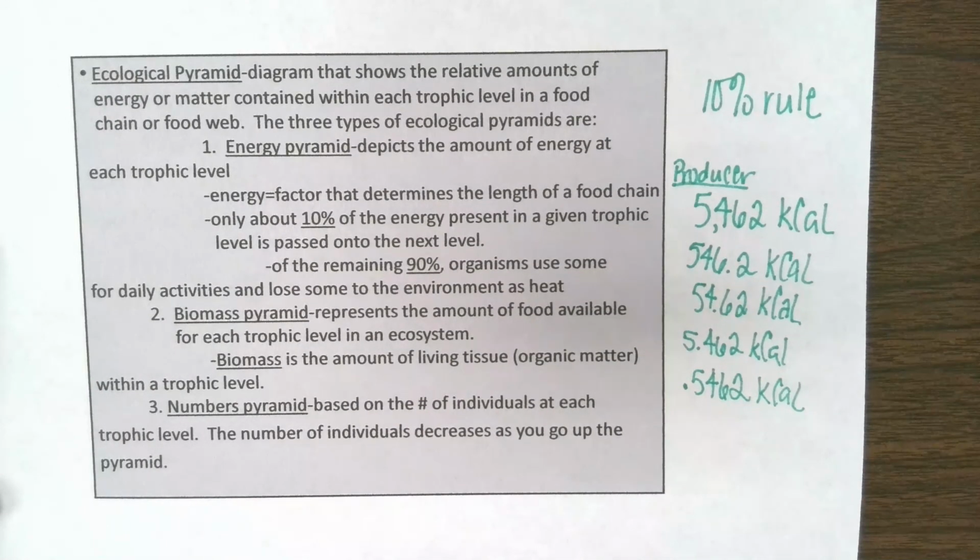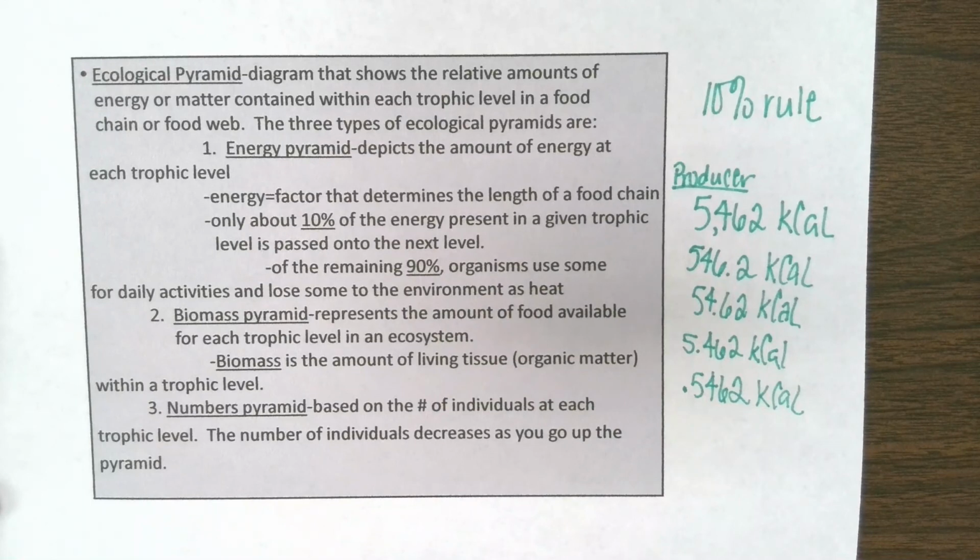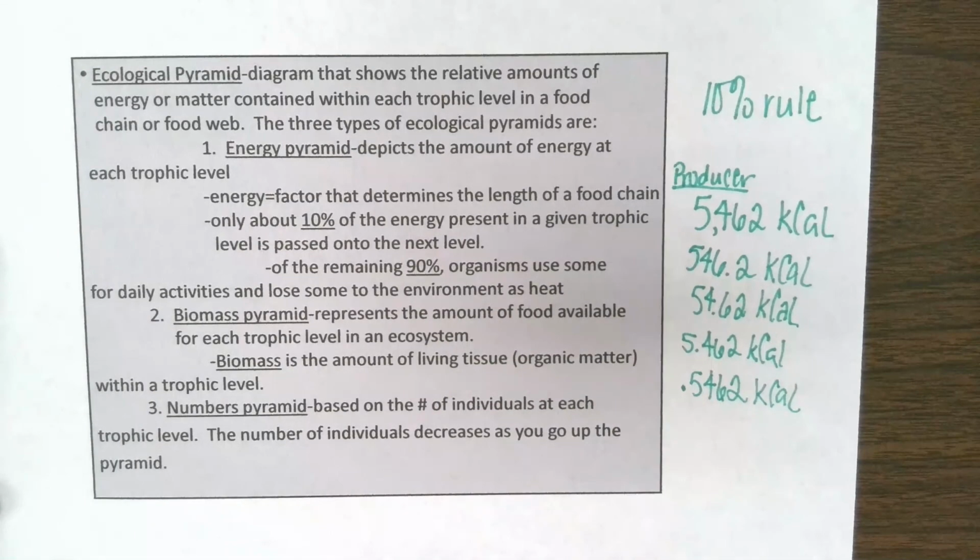So the biomass pyramid, this represents the amount of food that's available at each trophic level in an ecosystem. And biomass, by definition, is the amount of living tissue or organic matter within a given trophic level. And the way I always say to think about biomass is that if you were to remove all of the water, and this should sound kind of familiar, all of the water from an organism, then all you have remaining is biomass, okay? The actual hard, maybe soft, but the actual hard structural tissue that makes up the organism.